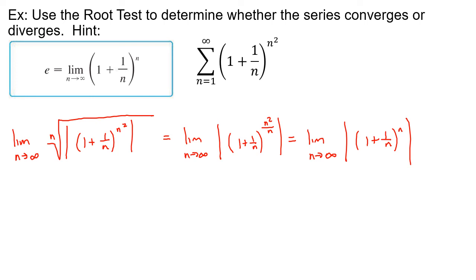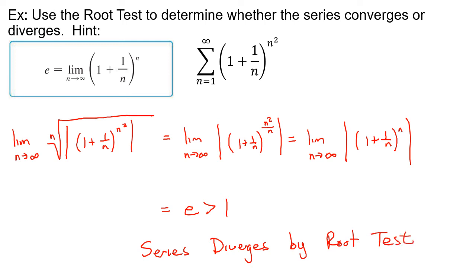The absolute values, again, don't matter at this point because you're plugging in only positive numbers for n, and so we would only end up with positive numbers anyway. And so we get the definition for e. This is e, which is greater than 1. e is about 2.71828, and so on. So we get something bigger than 1, which means our series diverges by the root test. And that's pretty simple. At least I think so.